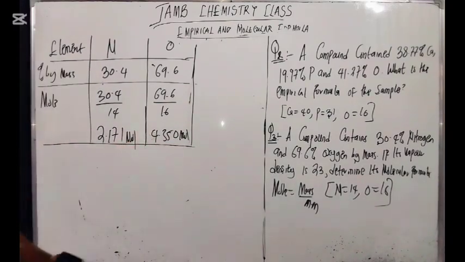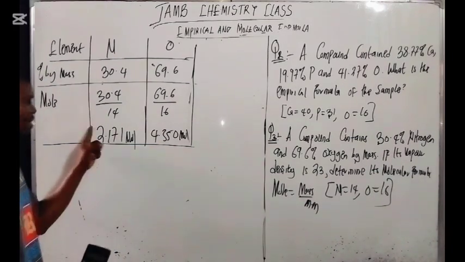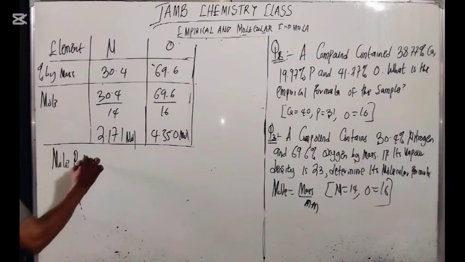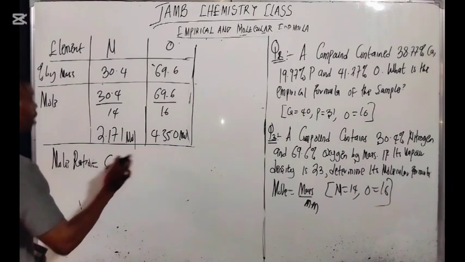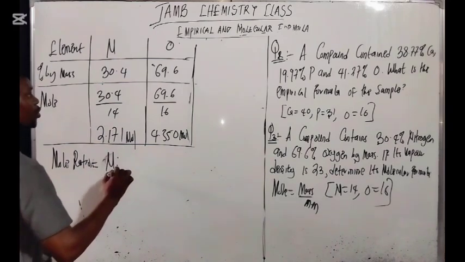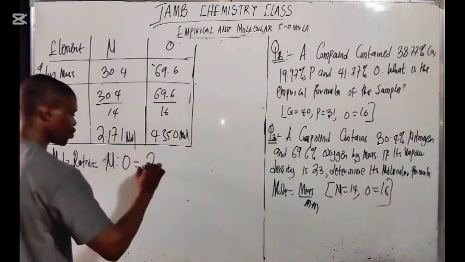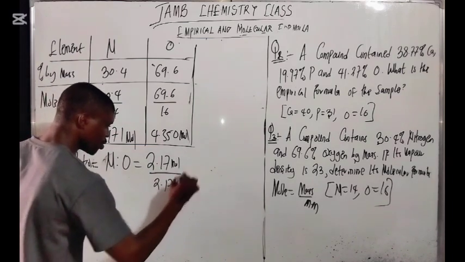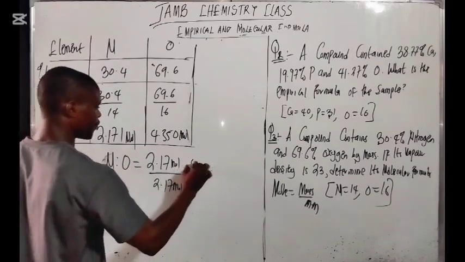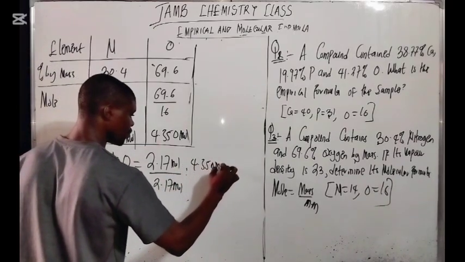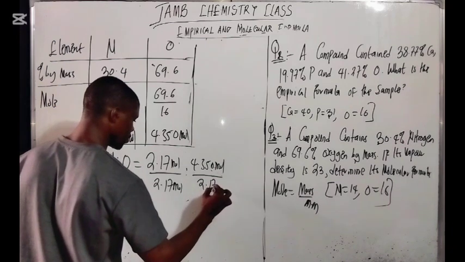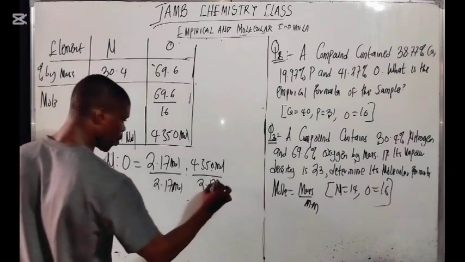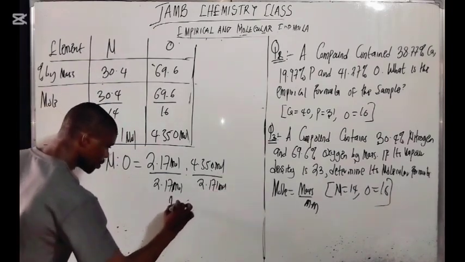Next we want to get the mole ratio by dividing by the simplest. The simplest is this one here. So the mole ratio, which is nitrogen to oxygen, is going to be 2.17 mole over 2.17 mole, here we have 1. Then 4.350 mole over 2.171 mole. So you're going to have a 1 ratio.